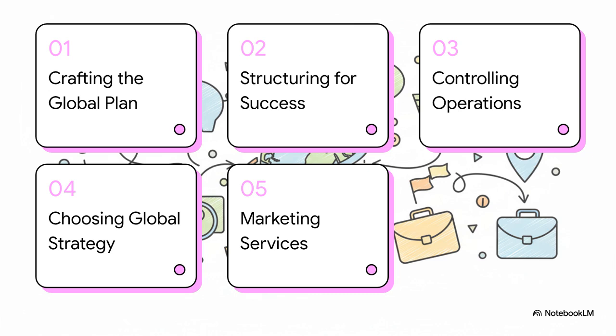So, here's our roadmap. We'll start with the plan, then the structure to make it happen. After that, we'll talk about control, then strategy, and finally, we'll tackle the unique world of marketing services. You'll see how each section builds on the last one. Okay, let's dive in with crafting the global plan.